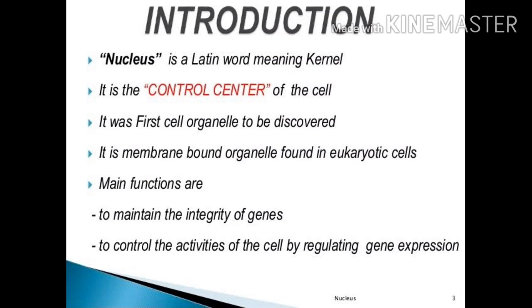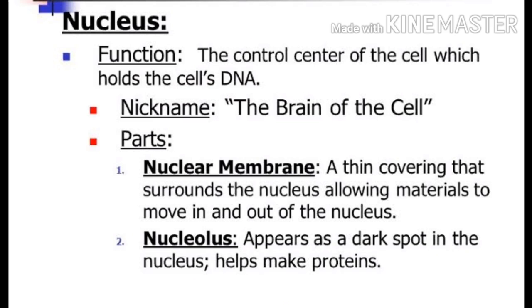Nucleus is a Latin word which means kernel, and it is the control center of the cell. It was the first organelle that was discovered, and it is a membrane-bounded one that is found in eukaryotes. Its main function is to maintain the integrity of the genes and control the activity of the cells by regulating its temperature. So, basically, it is the control center of the cell which holds the cell's DNA and is known as the brain of the cell.